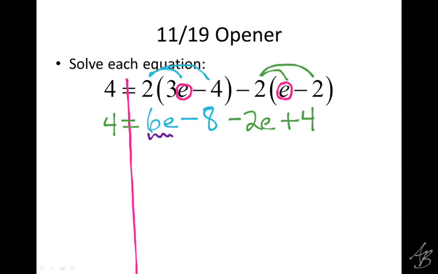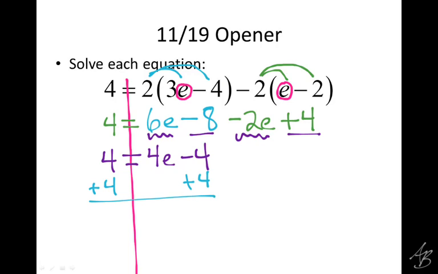Yeah, so we've got 6e minus 2e is 4e. And negative 8 plus 4 is negative 4. And on the other side, we still have our 4. Now what? We add 4. Okay, lots of 4's going on here. So we're adding 4 to both sides. On the right side, those 4's cancel, leaving 4e. On the left side, 4 plus 4 is 8. And then divide by 4 gives us e on the right side and 2 on the left.